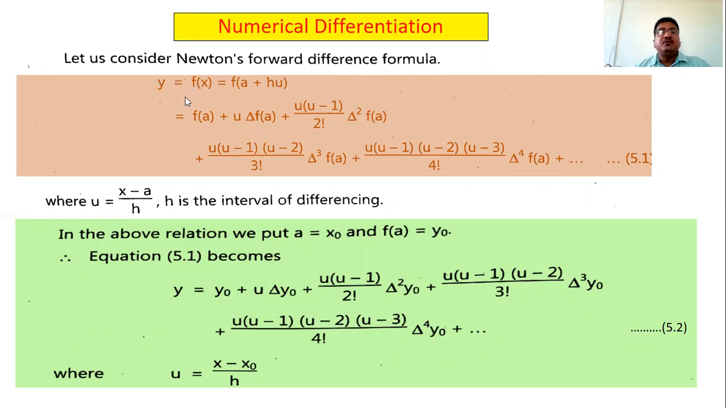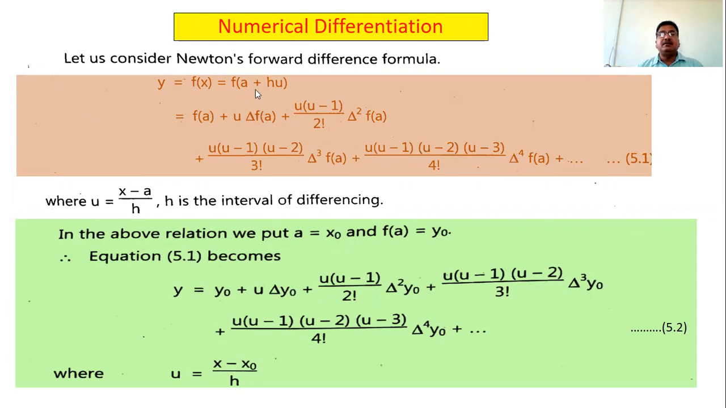So what is that? y or f(x) is equal to f(a + hu), which is f(a) plus u Δf(a), plus u(u minus 1) by 2 factorial Δ²f(a), plus u(u minus 1)(u minus 2) divided by 3 factorial Δ³f(a), and then u(u minus 1)(u minus 2)(u minus 3) divided by 4 factorial Δ⁴f(a). In this way the next term is what? u(u minus 1)(u minus 2)(u minus 3)(u minus 4) divided by 5 factorial Δ⁵f(a). Here a is the first point.